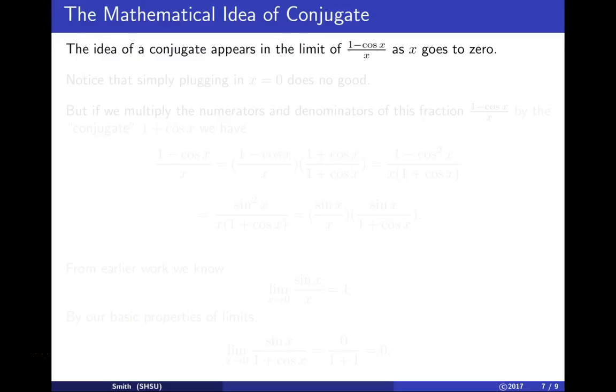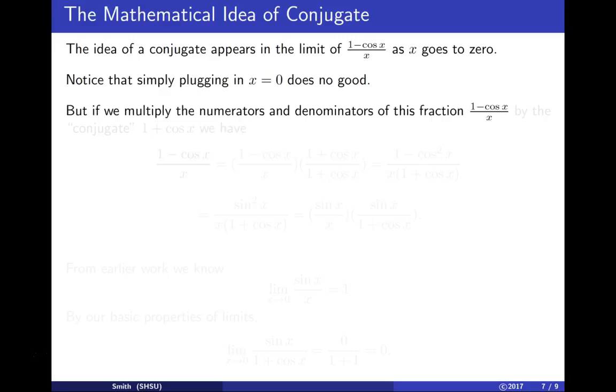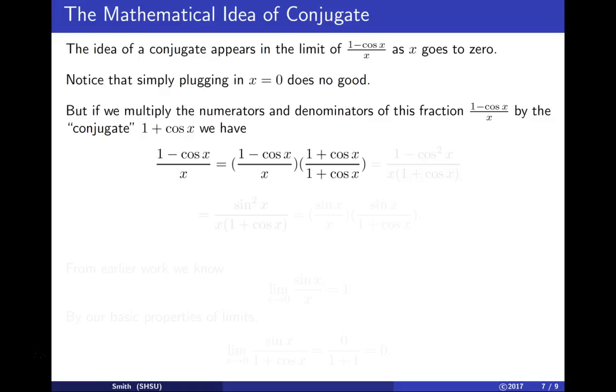The idea of the conjugate appears in a certain limit we need in calculus. The limit of 1 minus cosine x over x as x goes to 0. Note again, with this limit, if you plug in x equals 0, it's undefined. But we want the limit as x goes to 0, so we need to manipulate this in some way. Well, we can multiply numerator and denominator of this fraction by the conjugate of the numerator, 1 plus cosine x. If we do that, then my expression becomes 1 minus cosine x over x times 1 plus cosine x over 1 plus cosine x.